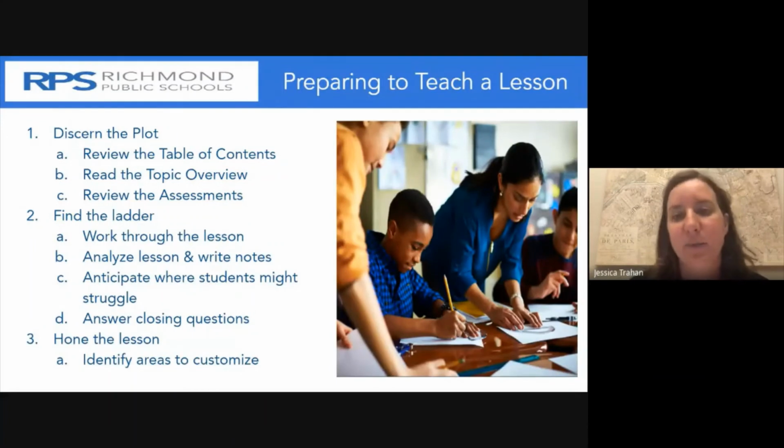The recommended planning process is outlined here on your screen. We want the teacher to prepare to discern the plot. Look at that table of contents, read the topic overview, review the assessments. So often I feel like when I was teaching, I'd open the curriculum, I'd skip all the stuff at the beginning, and I would start with lesson 1 and just go in and read from lesson 1. We don't want to do that with Eureka Math. We want to have teachers begin with discerning the plot and goals.